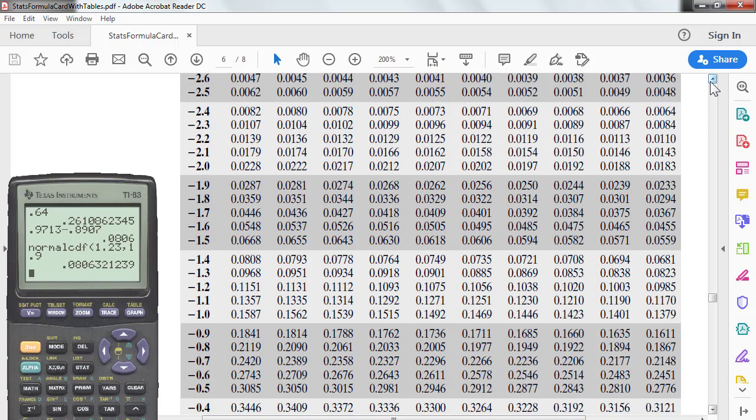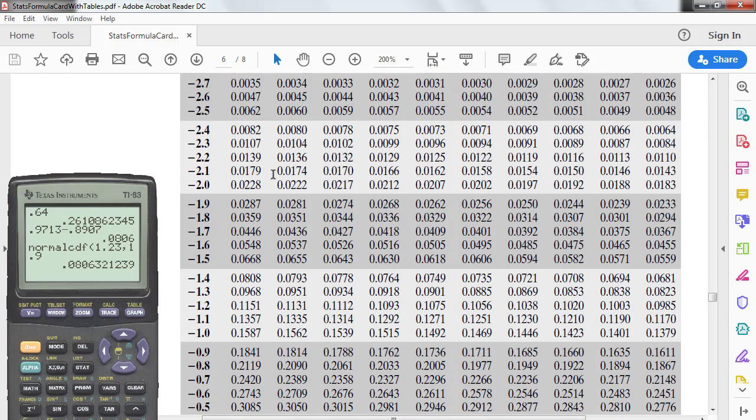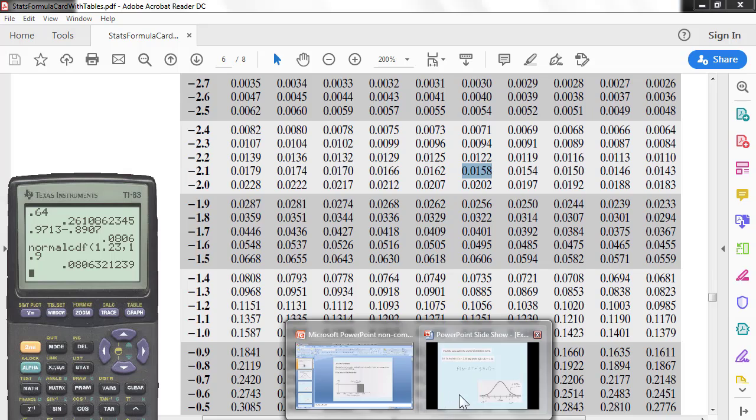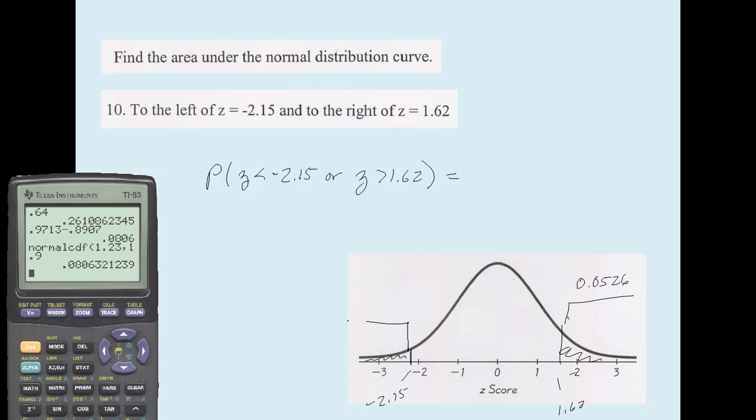Negative 2.15, negative 2.1, 0, 1, 2, 3, 4, 5. So that's 0.0158. So it's going to be equal to 0.0526 plus 0.0158. All right, so then I take these two and add them together.